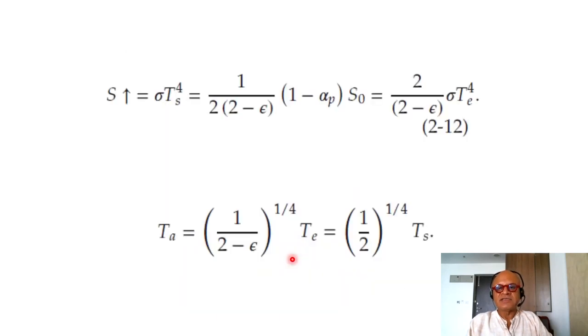So that's the relation. This is the coolest temperature you can get when you have epsilon equal to 0 and the atmosphere is completely transparent, in which case the atmospheric temperature will be related to surface temperature this way, which of course is what we saw before. Ts is 2 to the 1/4 times TE.